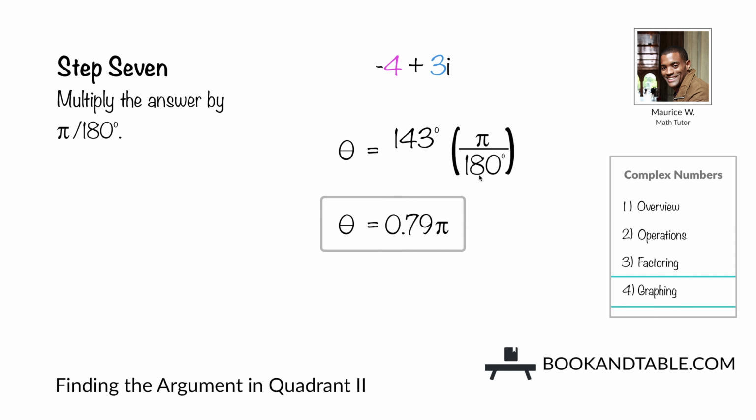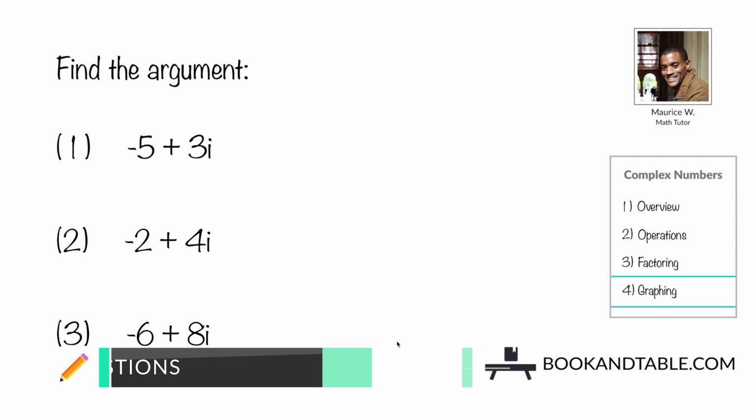143 degrees divided by 180 degrees gives you 0.79 radian. So the answer would be 143 degrees, or 0.79 radian. So that is how you go about finding the argument in the second quadrant.